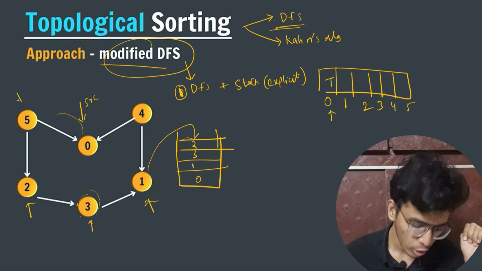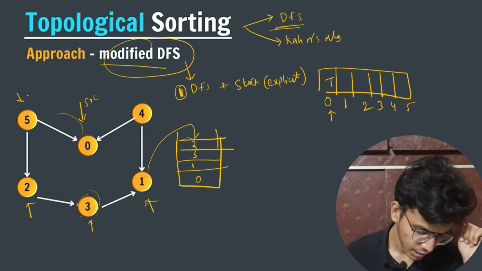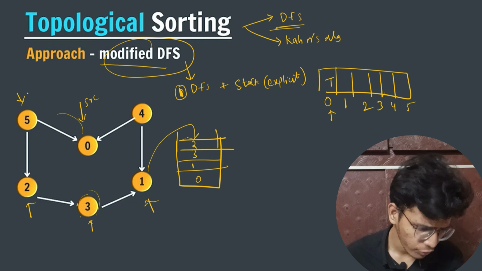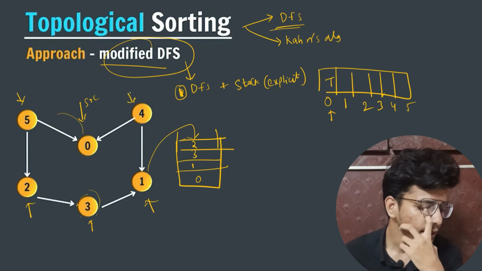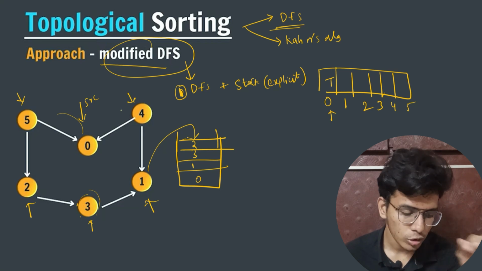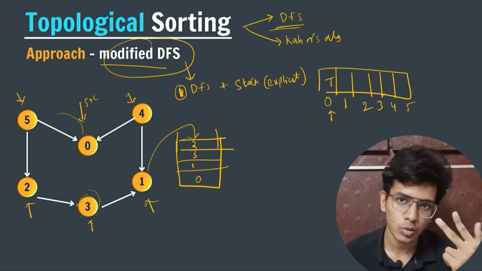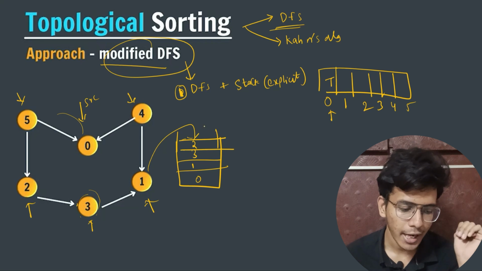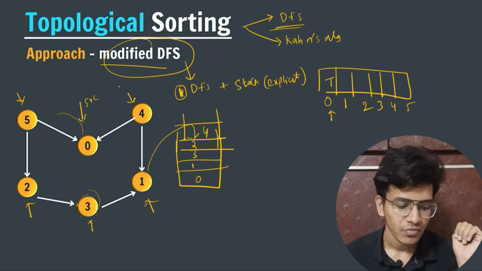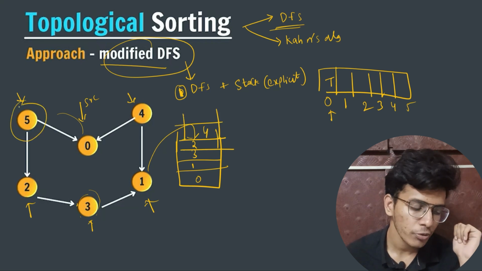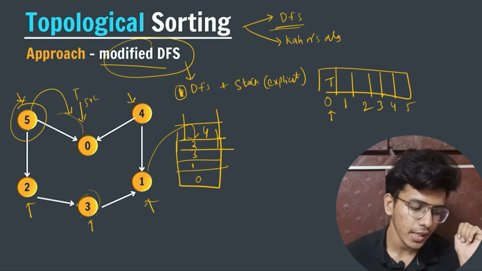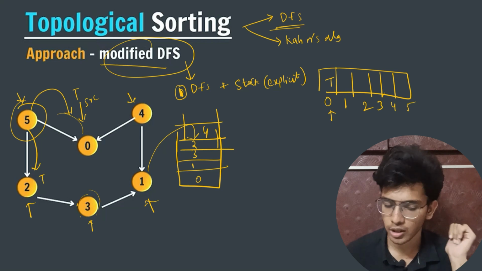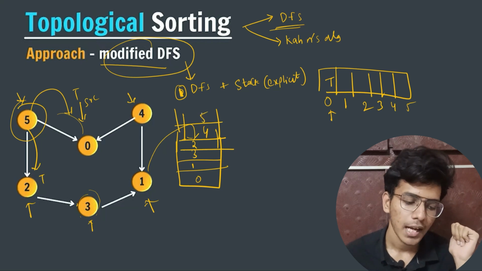After that I will go to node, let's say, 4. So at node 4 I can go to 0, I can go to 1, but these two nodes are already visited. So I will add 4 into my stack. Now after that I will go to my final node, which is 5, and from 5 I can go to 0, which is already visited. From 5 I can go to 2, which is already visited. So here I will add 5.